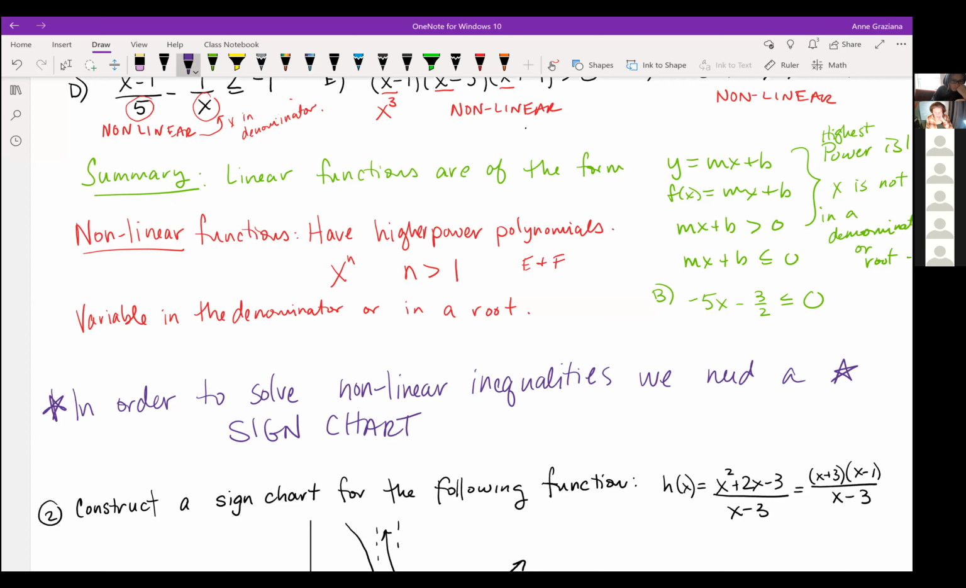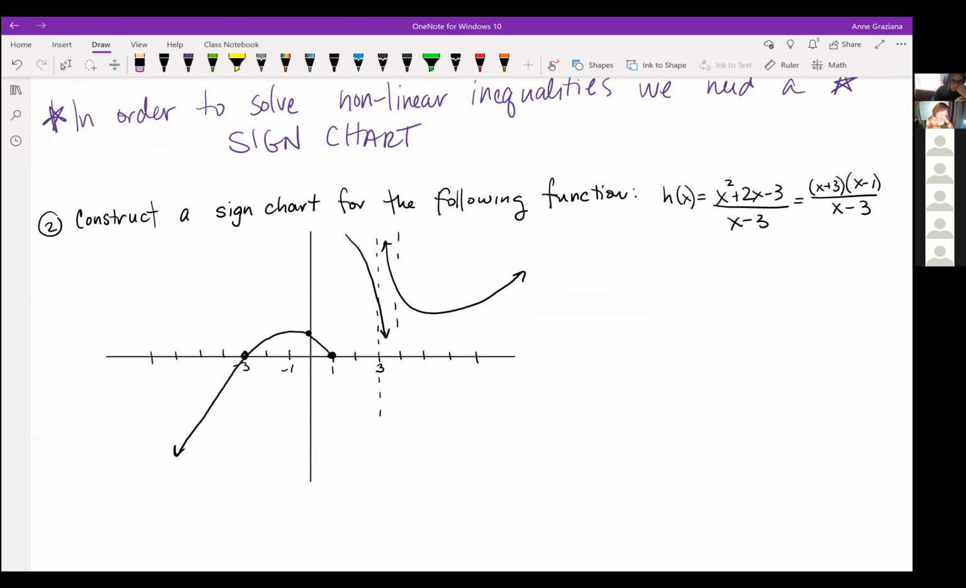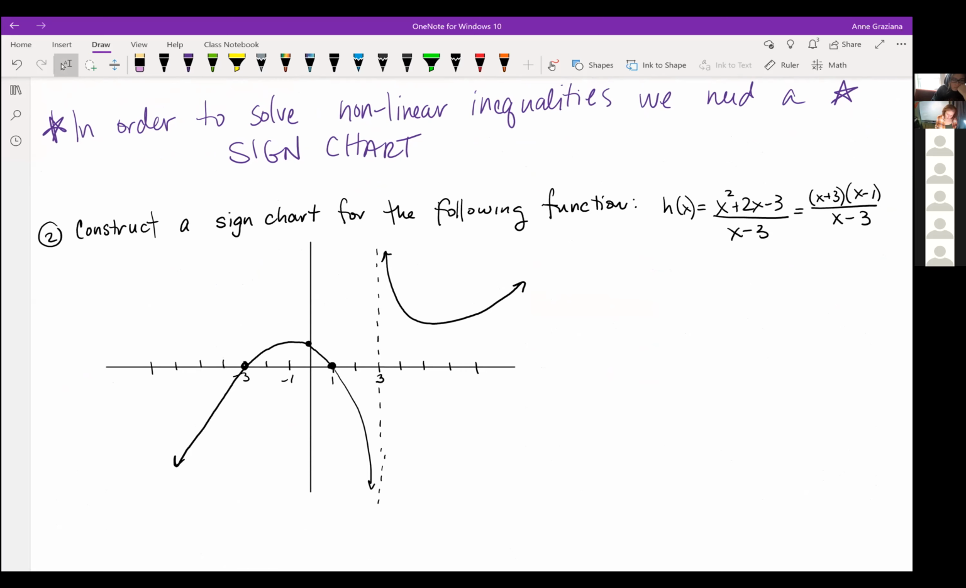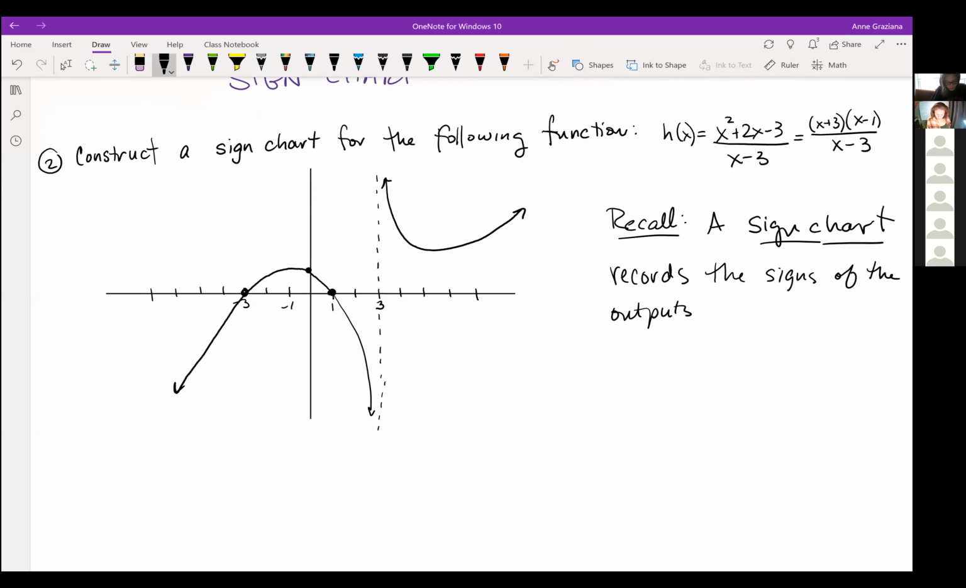Now what I want to do in the next part is review how we make these sign charts. Let's look at part number 2. Just looking at this graph, recall, what does a sign chart do for us? Anybody remember? What does it tell us? It records the signs of the outputs. We talked about this yesterday, the y values of the function.